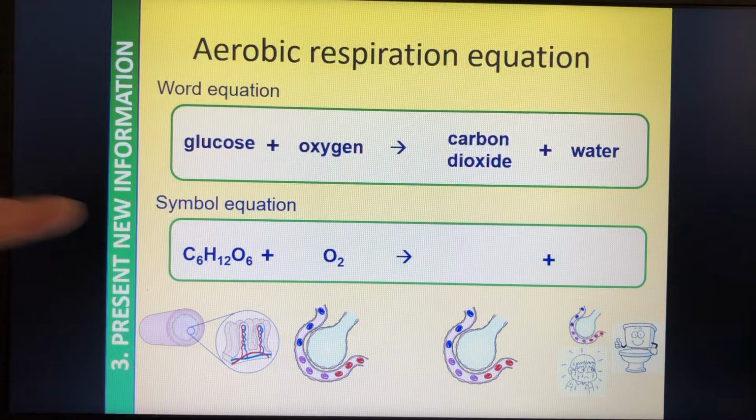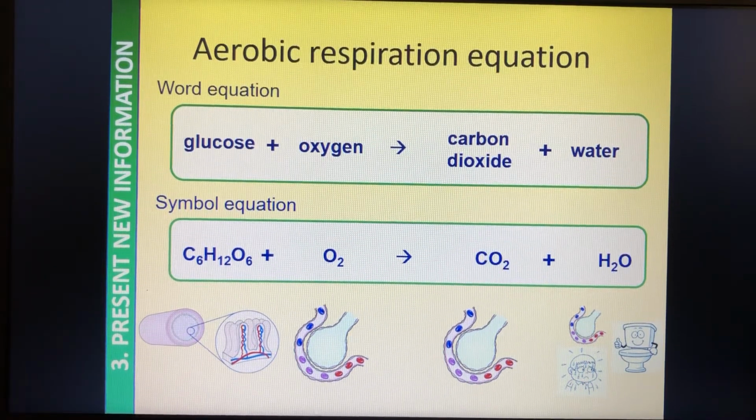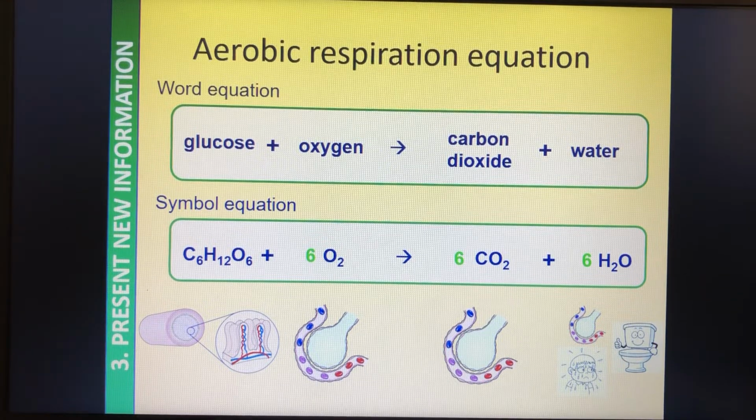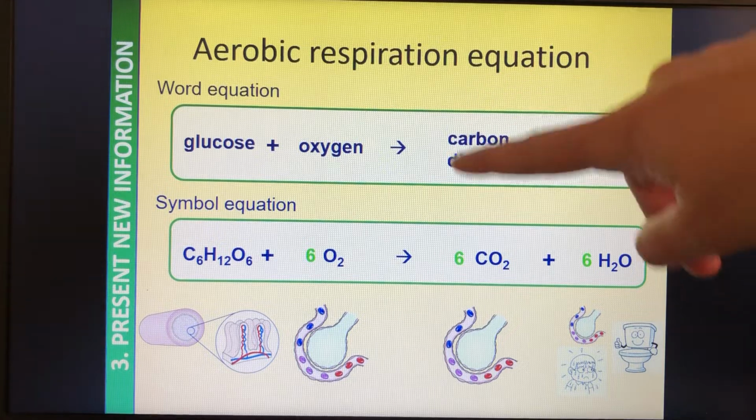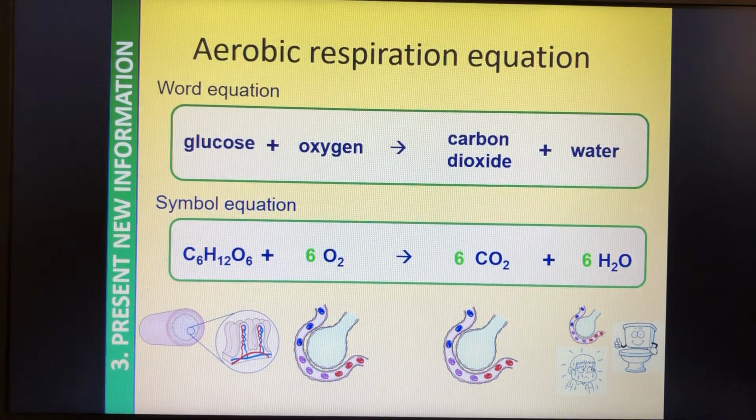Big molecule for glucose, C6H12O6, and we put 6 in front of all the small molecules, and that balances it for us. Now, it's really important we don't mash up our word and symbol equations. If we've started with a word equation, keep it like that. People are really tempted when they get to this one, carbon dioxide, not to write carbon dioxide, just to write CO2. If you're doing a word equation, do a word equation. If you're doing a symbol equation, do a symbol equation. Don't mash up the two.